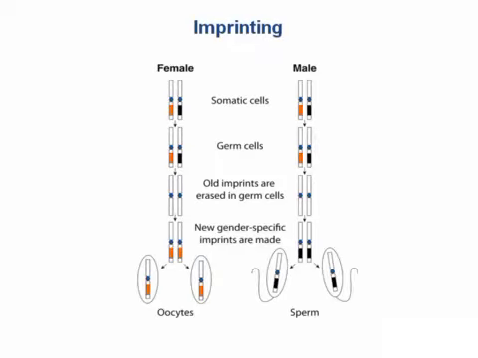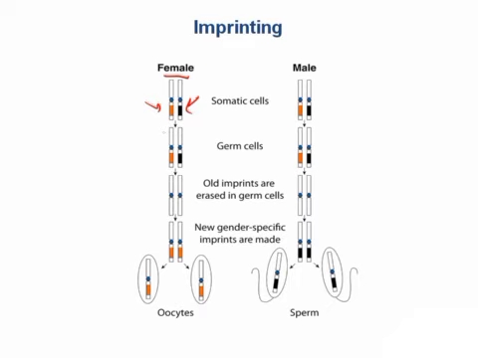Okay, as promised, let's return to imprinting. Do you remember what that means? It's when a gene's expression, and therefore the phenotype it produces, depends on which parent it was inherited from. For example, let's say in one person, the allele from one parent is imprinted, which is the black one here, and the other is expressed, which is the orange one.